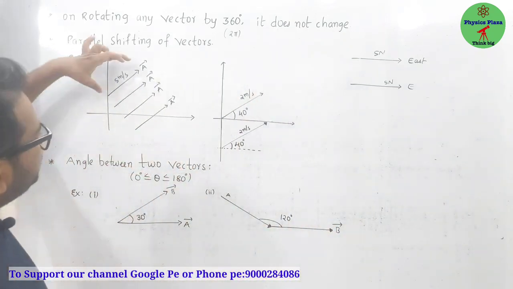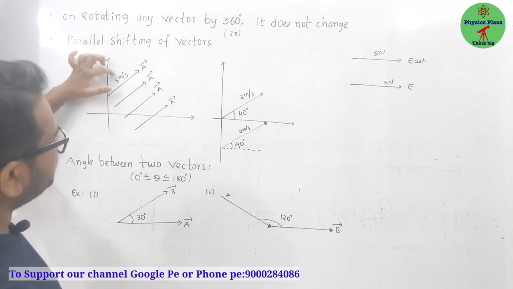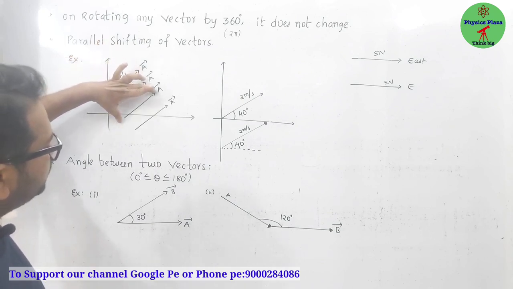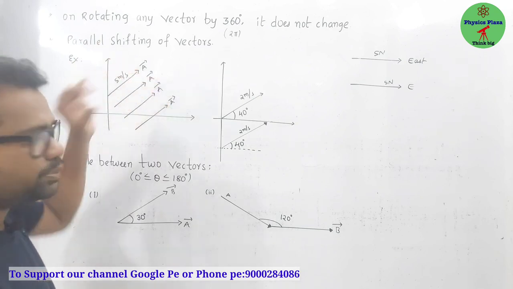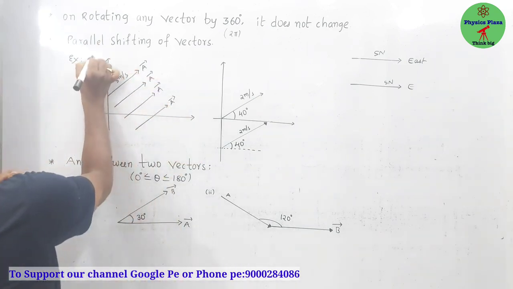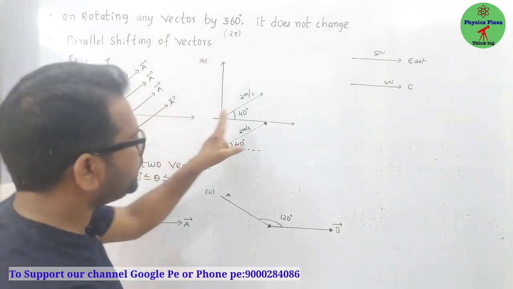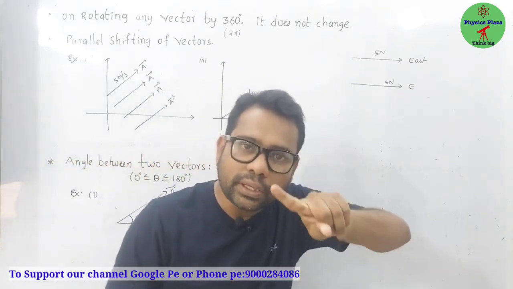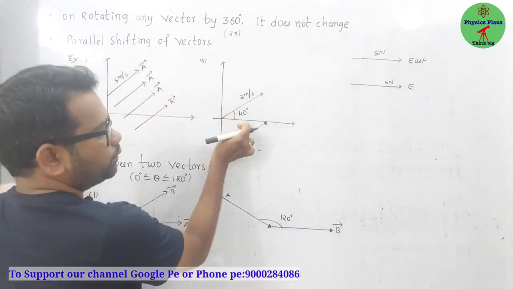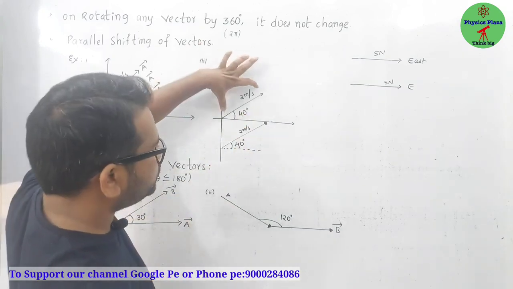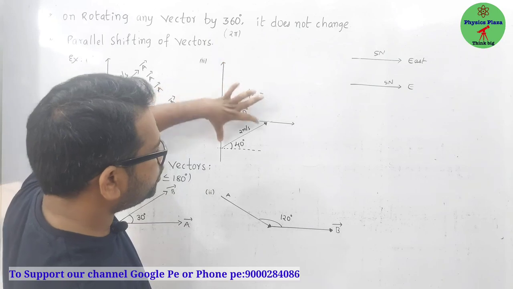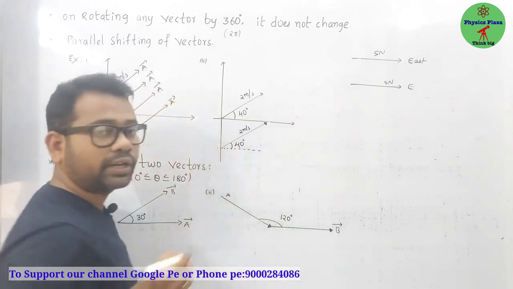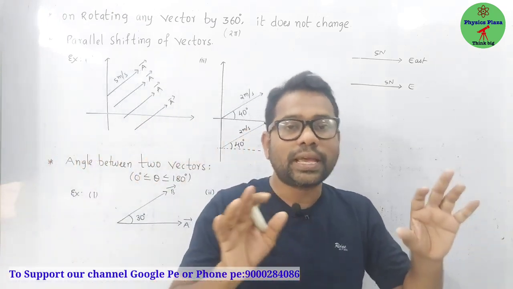Look at here. This vector A, let us say it's a 5 meter per second velocity vector acting in this direction. The same vector can be drawn here, here, and here, which means parallel shifting can be accepted. Let us take the first example. That velocity vector is 2 meter per second in magnitude, acting such a way that it makes 40 degrees with the x-axis. Now the same vector can be drawn here, with the same magnitude, and still it is making 40 degrees with the x-axis. So parallel shifting of vector is accepted.